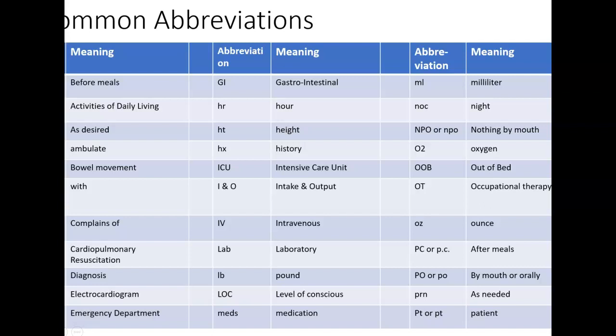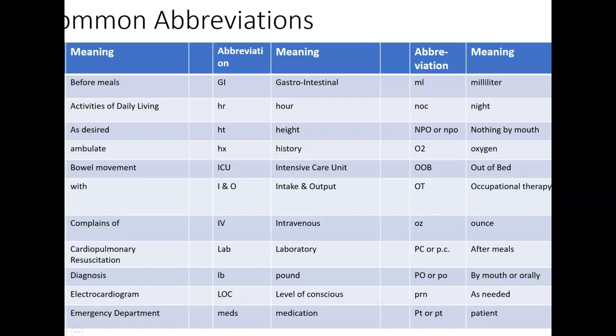NOC is night. NPO actually means non per os, but that means nothing by mouth. O2 is oxygen. OOB is out of bed. OT is occupational therapy. Ounces, OZ. And we're going to learn that 1 ounce is equivalent to 30 milliliters. So if you have someone who's had a 6-ounce drink of juice, we know they're going to have had 180 milliliters of juice.